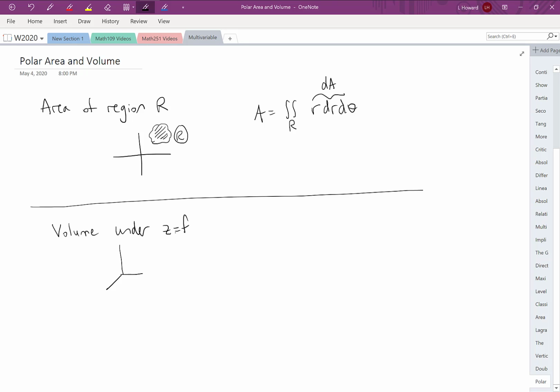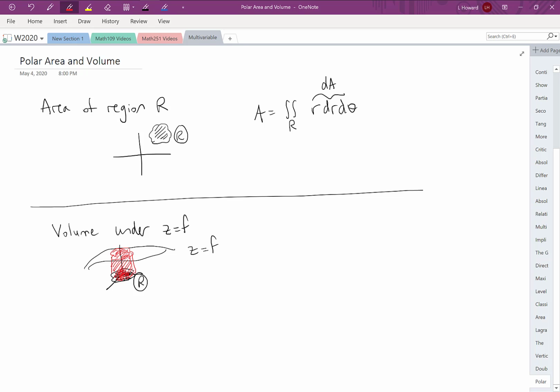We could also talk about the volume under a certain surface. Imagine if we had a surface, say z equals f in space, and then we had a certain region that we're interested in finding the volume over. So visually our volume would look something like this. We want to capture all the points that have xy values sitting over that region R, and that have z values on or below that surface and on or above the xy plane. Geometrically, that's what we're trying to capture.